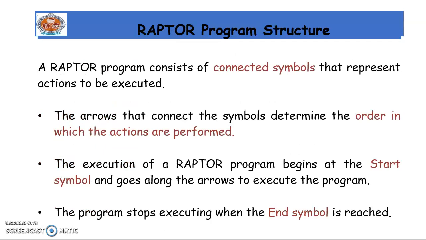Coming to the program structure of Raptor, Raptor program consists of connected symbols that represent actions to be executed. The execution of Raptor program begins at the start symbol and goes along the arrows to execute the program, and the program stops executing when the end symbol is reached.